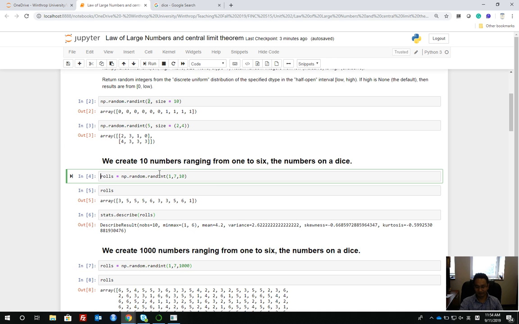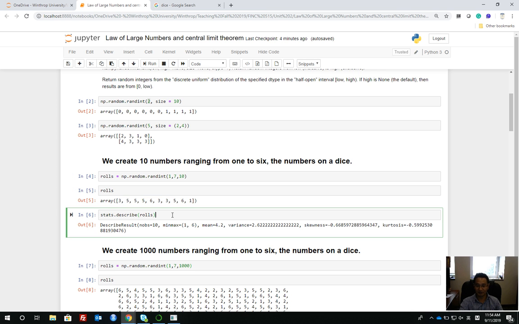So let's just do some basic experiment here. 10 numbers ranging from 1 to 6. That's a dice, right? So we start from 1, which is the low, and this is the high, which means 1 to 6, right? And then 10 times. So that's where it draws. Remember, if you run this again, you will get different numbers because we didn't set the seed. If you want the numbers to be the same, you need to set a seed. So that's one draw, right?